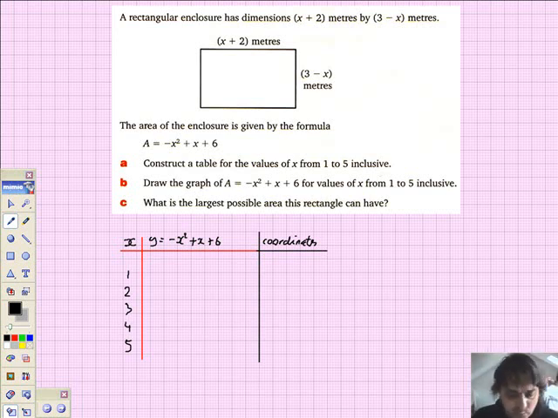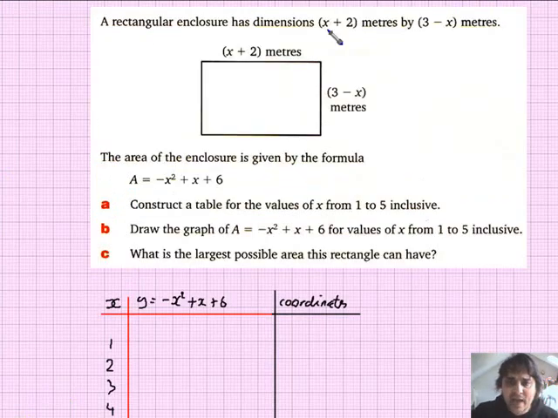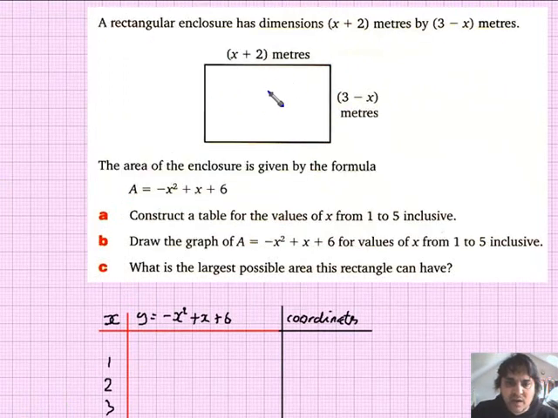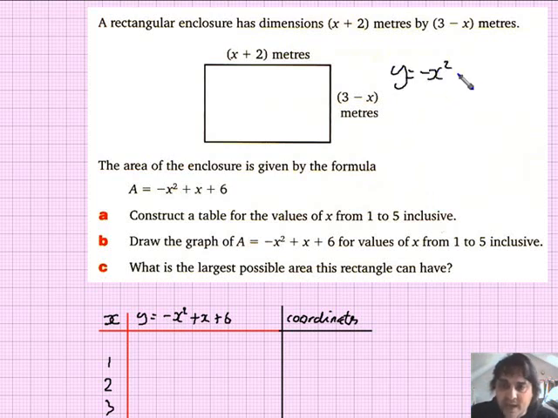Assess 17, page 160, question 3 says this: a rectangular enclosure has dimensions x by 2, so that's the length, and it's by 3 minus x meters. So, and it's going to have an area. The area of the enclosure is given by the formula area equals minus x squared plus x plus 6. Really, we've got y equals minus x squared plus x plus 6. But since y is represented by the area of this rectangle, they've substituted the letter a instead.